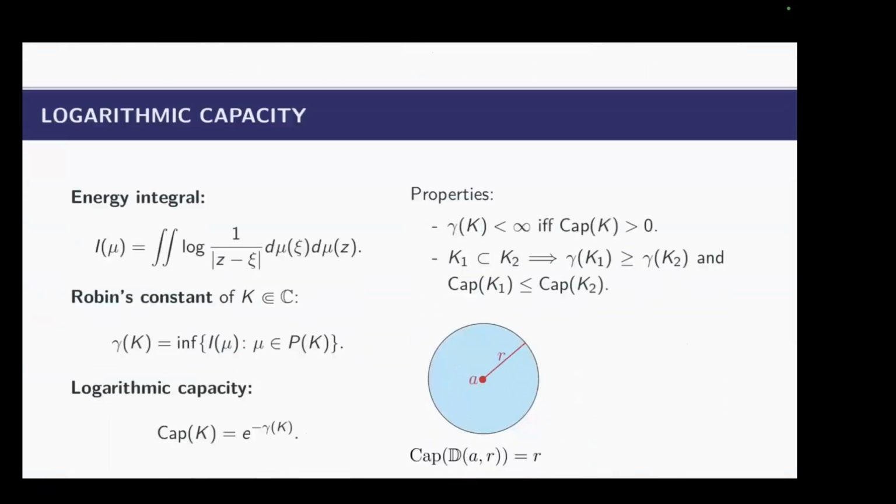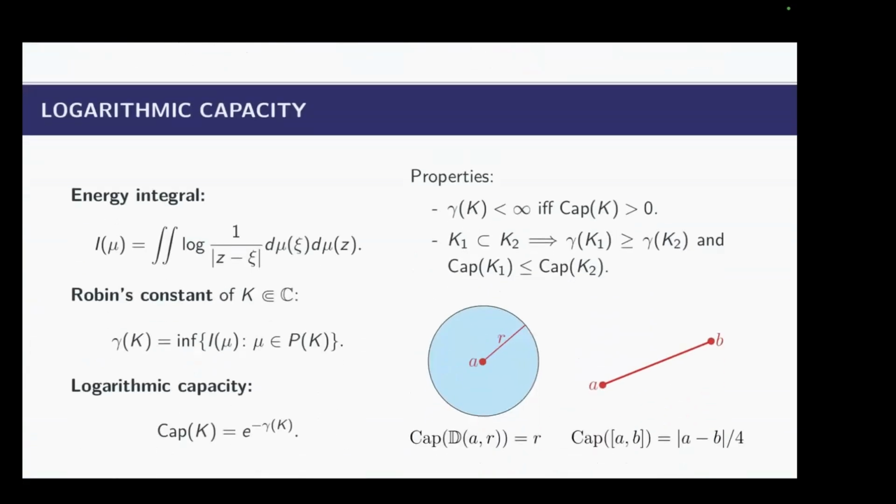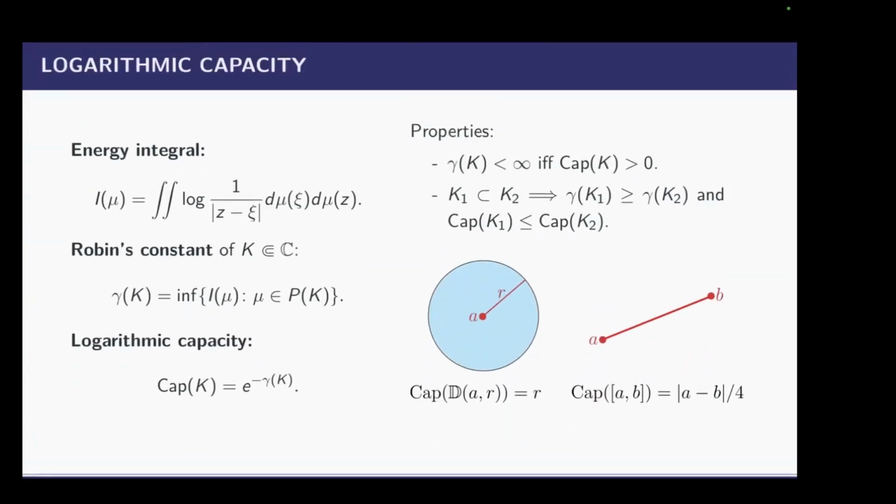Okay. So let me show you a couple of examples that will be very important for us of capacity of some known sets. Capacity can be a very difficult object to compute. It is as difficult as finding a suitable conformal map, or more precisely, you need to find the right Green's function on a certain domain if it exists. For instance, the capacity of a circle is its radius, and the capacity of a line segment between 2 points A, B is the distance between them divided by 4.